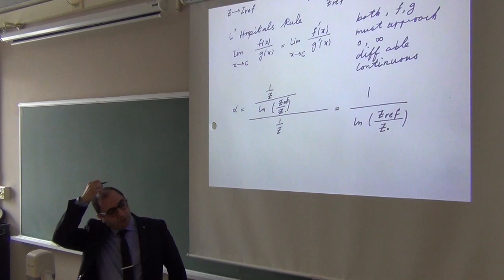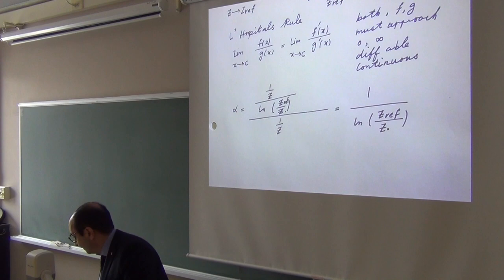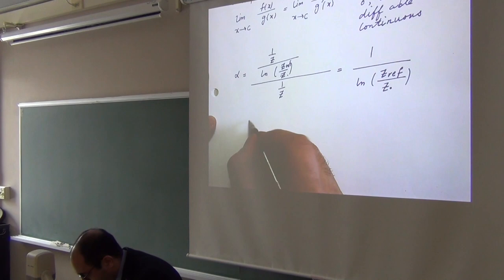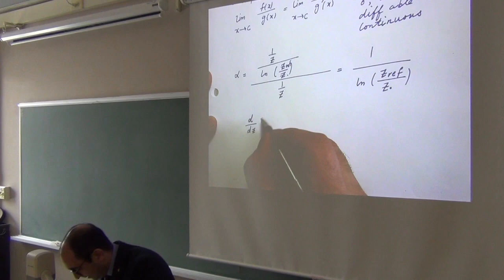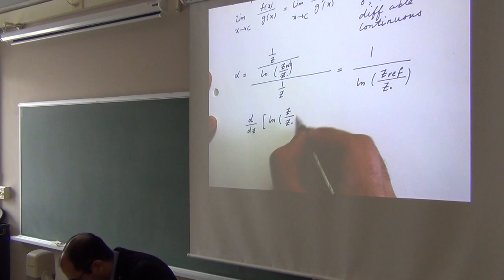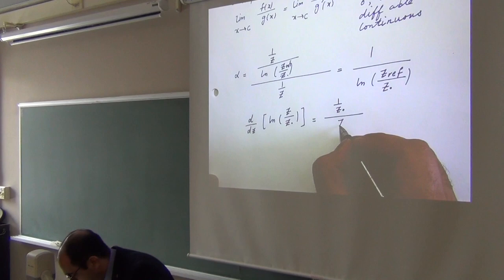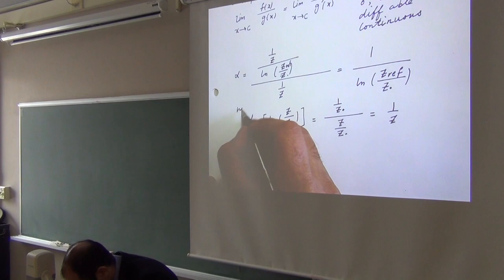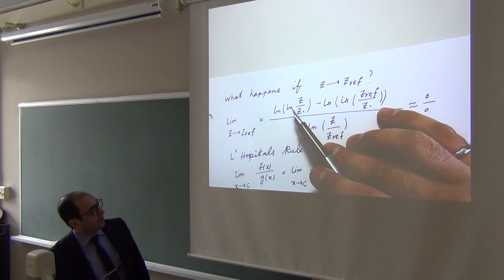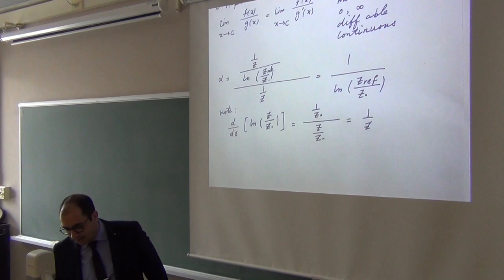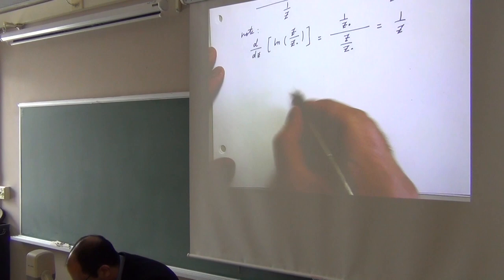A couple of notes. Let me show you how to take the derivative of a ln. This came up in the exam too. Let's say you want to take the derivative d over dz of ln of z over z naught. This is where you use the chain rule. If you remember, the chain rule will give you 1 over z naught over z over z naught. It's still equal to 1 over z. So there's a couple of chain rules involved here, a more complicated chain rule. You apply all of that, and then you arrive at this expression.